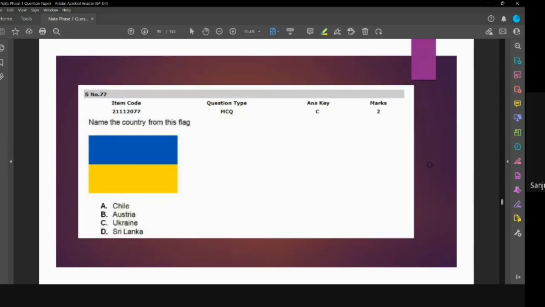അടുത്ത ക്വസ്റ്റ്യനിൽ നെയിം ദ കൺട്രി ഫ്രം ദിസ് ഫ്ലാഗ്. ഏത് കൺട്രിയുടെ ഫ്ലാഗ് ആണ് ഈ ഇമേജിൽ കാണുന്നത്? ചിലി ആണോ, ഓസ്ട്രിയ ആണോ, യുക്രൈൻ, or is it Sri Lanka? The correct answer is option C, that is Ukraine.